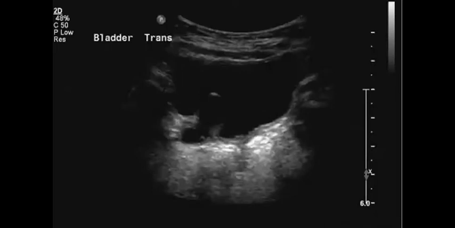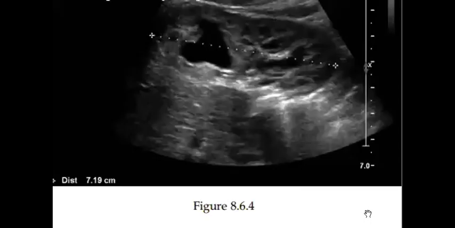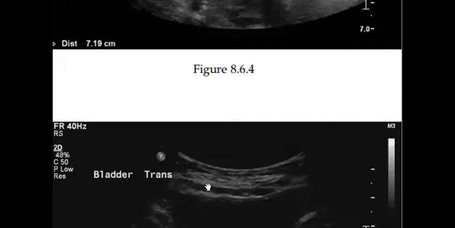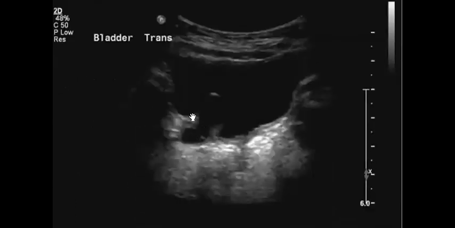So the final diagnosis will be duplex right kidney with obstructed upper moiety, and there is an associated ureterocele and reflux in the lower moiety. Is it clear?